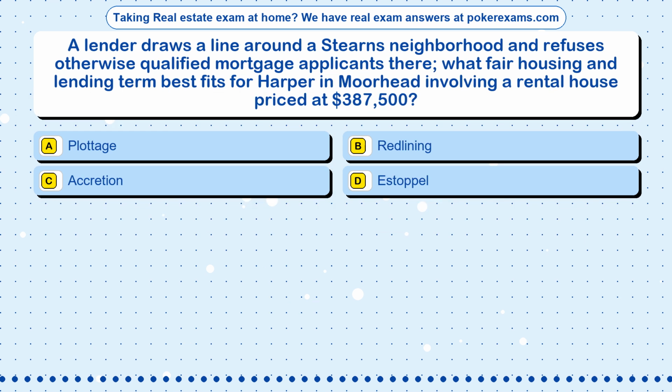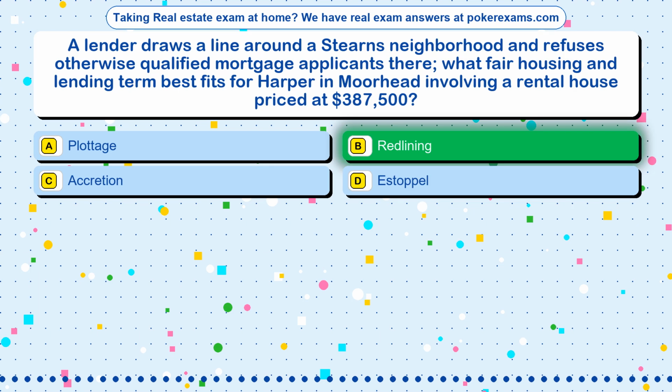Question 30. A lender draws a line around a Stearns neighborhood and refuses otherwise qualified mortgage applicants there. What fair housing and lending term best fits for Harper and Moorhead involving a rental house priced at $387,500? Option A, plottage. Option B, redlining. Option C, accretion. Option D, estoppel.